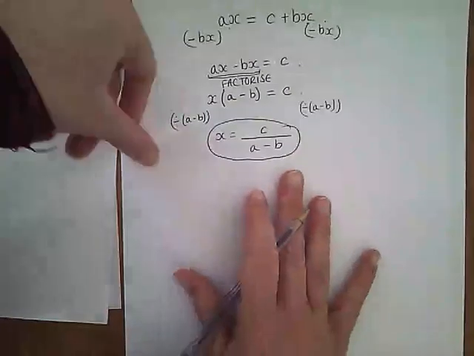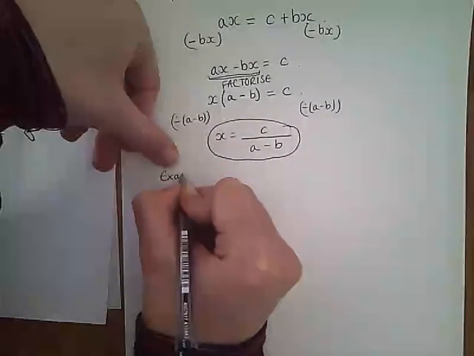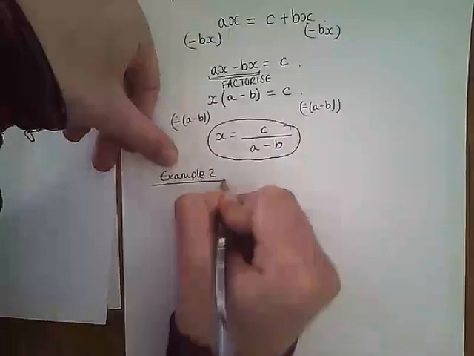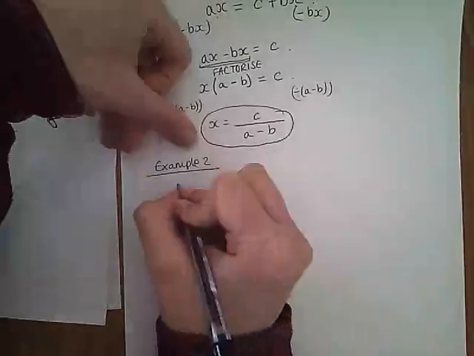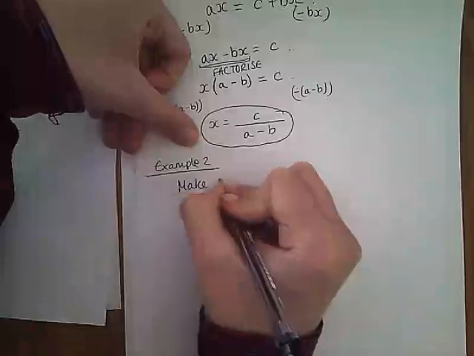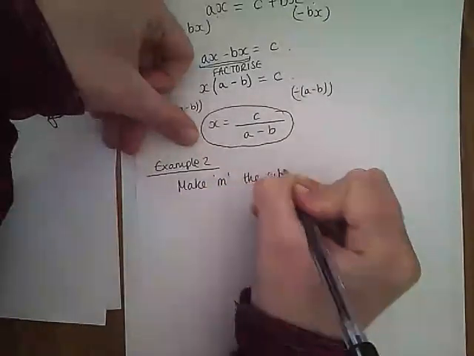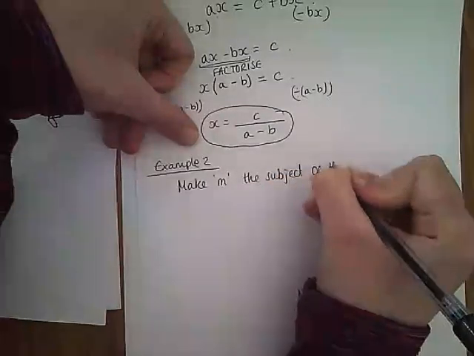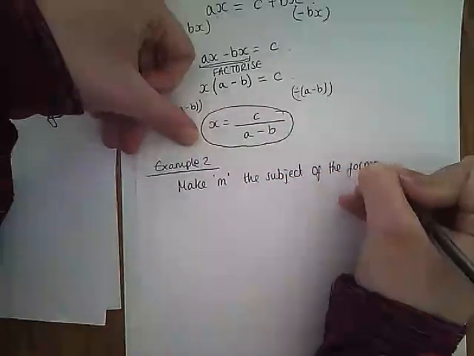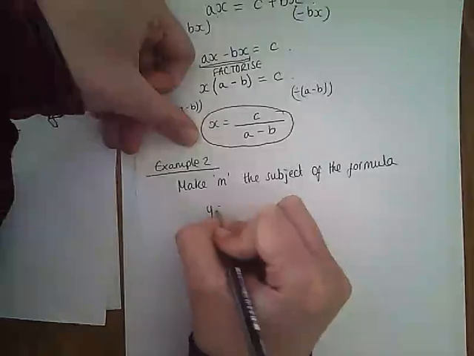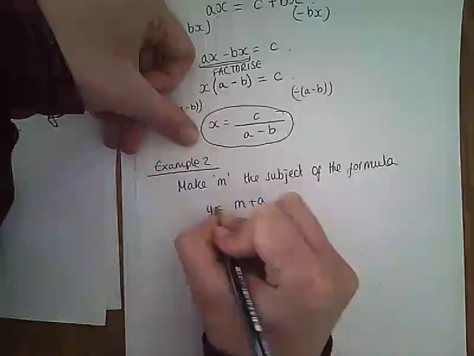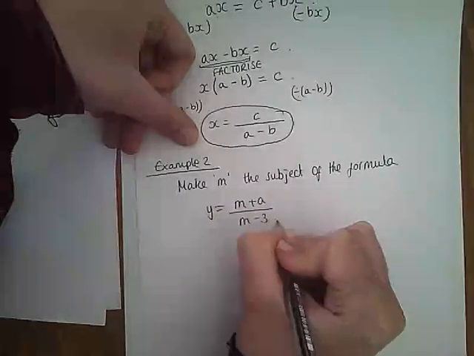Okay, now let's just look at one that is likely to come up in your GCSE, and it keeps sort of coming up at the moment, although it's a little while for you guys. Here we go, example 2. Should we do a different letter this time, just to spice things up a little? We are going to make m the subject of the formula. Okay. So, here we go. Let's have y equals m plus a over m minus 3.